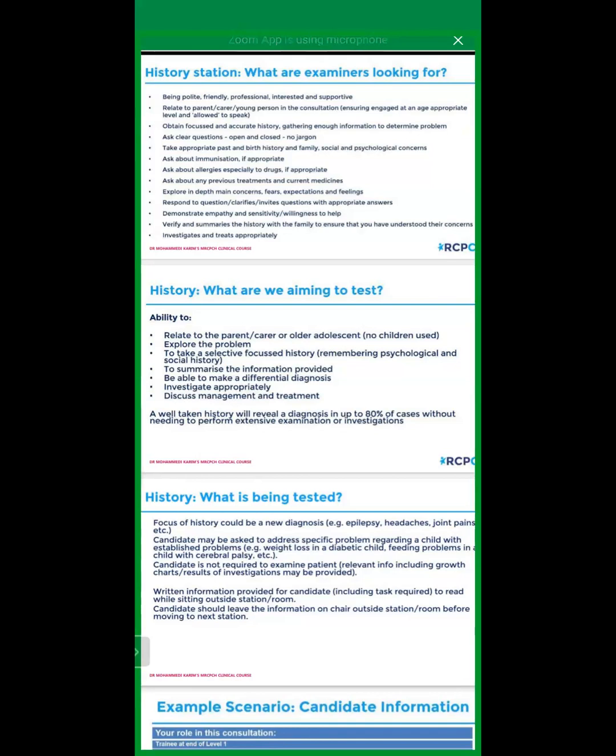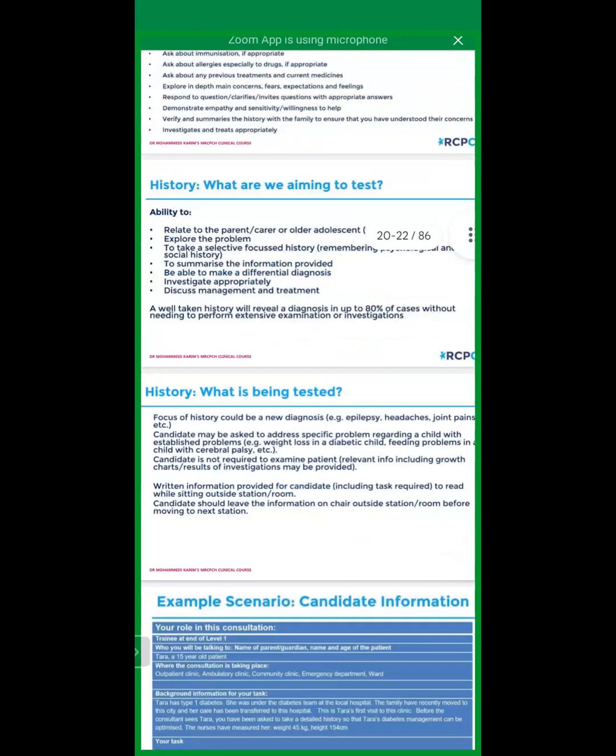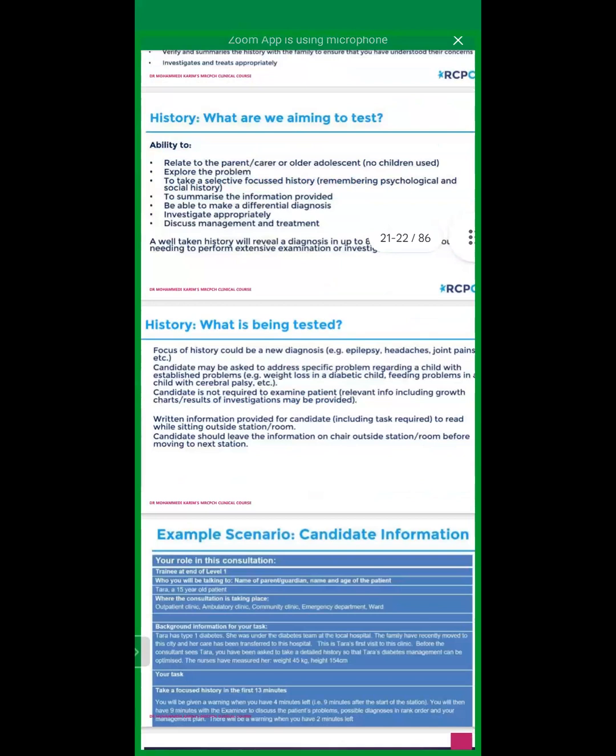So this is what you need to do in the history. They're saying you should explore the problem, summarize the information that you got from the mother in a proper, nice manner, make the differential, and also do the management properly.